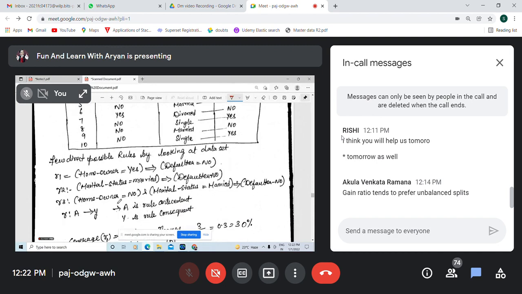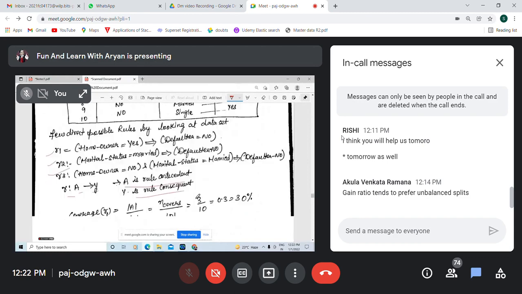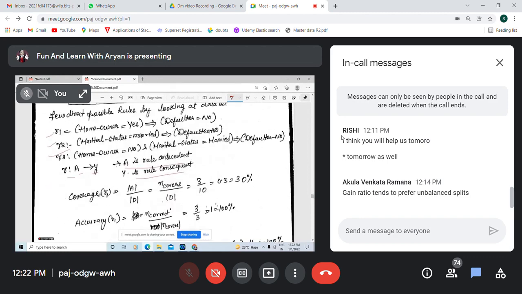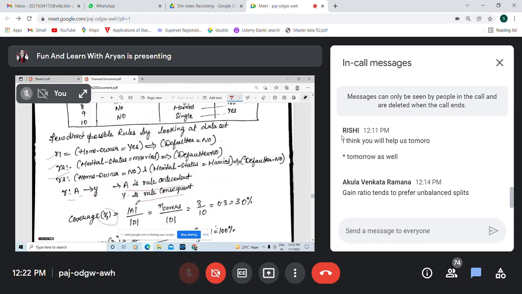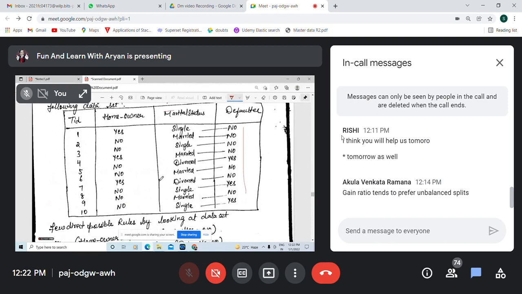So these are some rules that are given to us, R1, R2, R3. Okay, R is given by A to Y. A is your rule antecedent, Y is your consequent, your target class. Now, how do you see the coverage of R1? How many tuples is it covering? Homeowner yes, defaulter no.